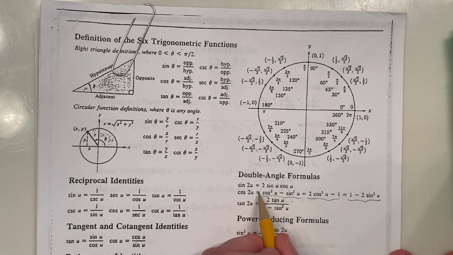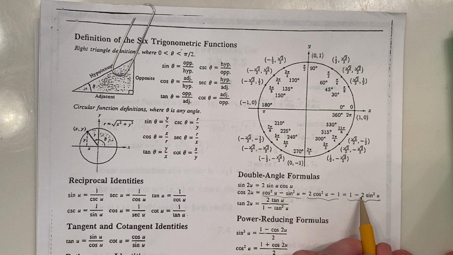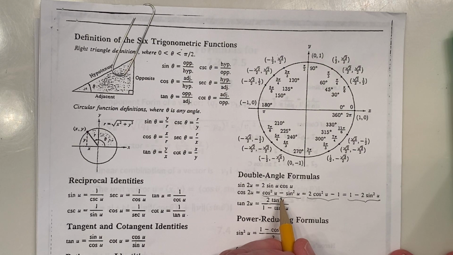For our purposes, I think we're just going to use this first double angle formula for cosine of 2u. We could use any of them. It doesn't matter. We're going to get the same answer. But just to all stay on track, we're going to use this formula right here.